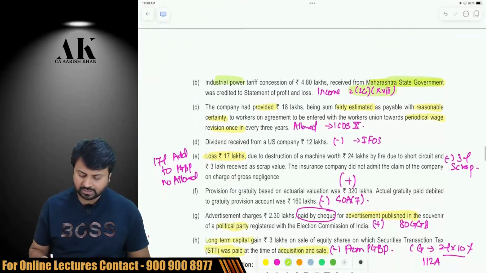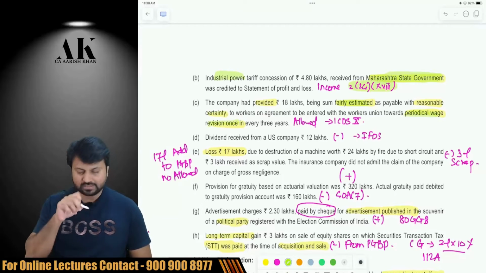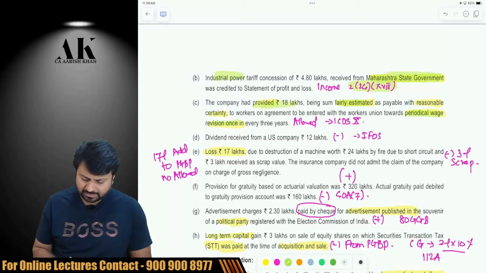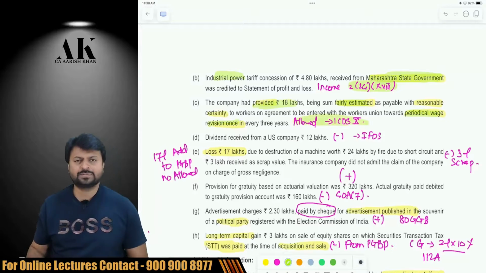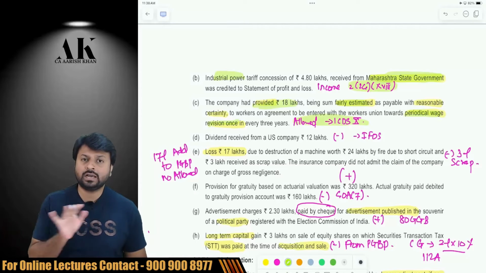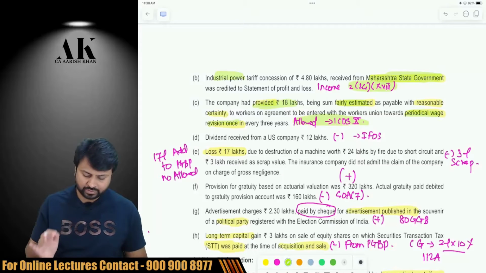Next one, you are making some fair estimate with respect to your periodical wage revision every 3 years. So every 3 years, you make some revision of the wages to your workers. For that, you are making some estimate and some provision. That is something which is allowed as per ICDS also. As per 37(1) also, it is allowed because the estimates are fair. It is not an unascertained estimate. It is not an unascertained liability. It's an ascertained liability. Therefore, you can take the deduction.